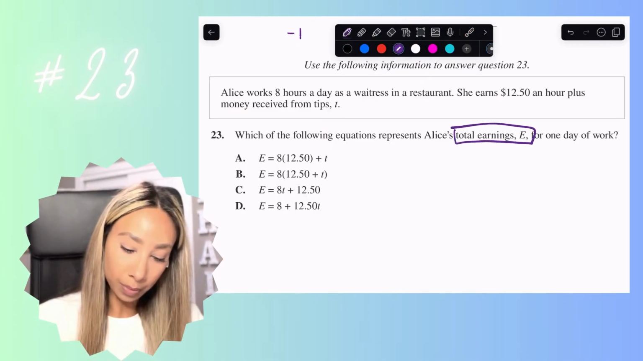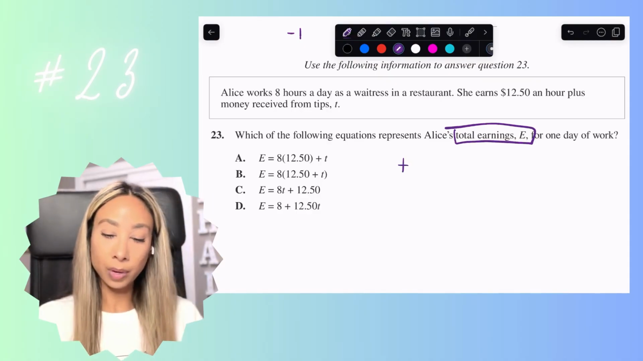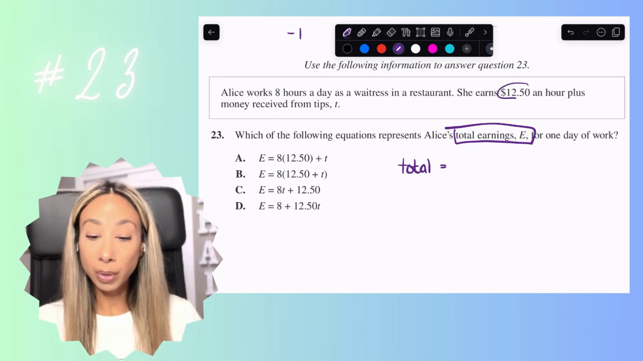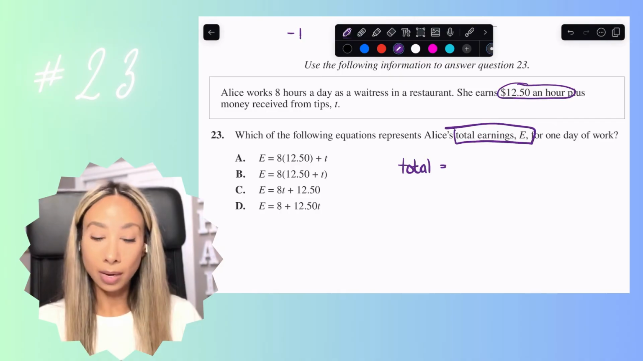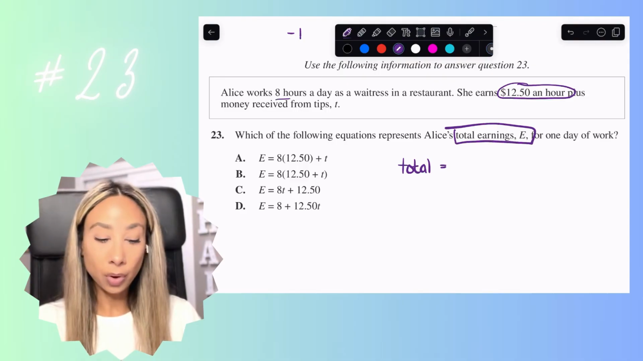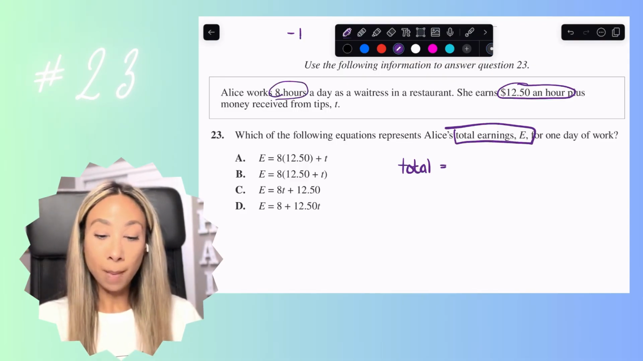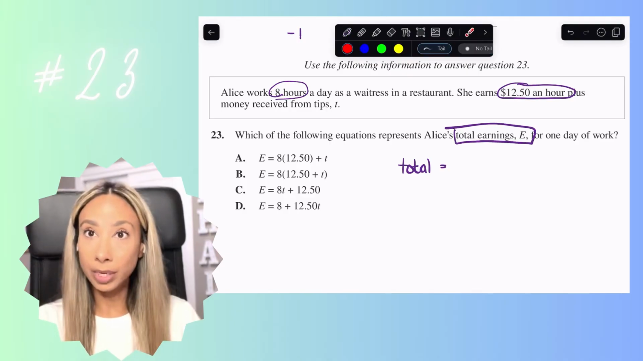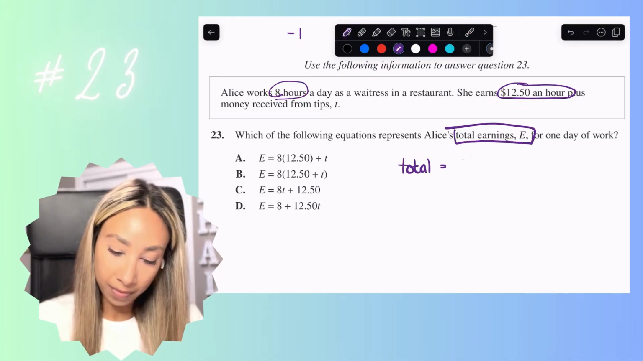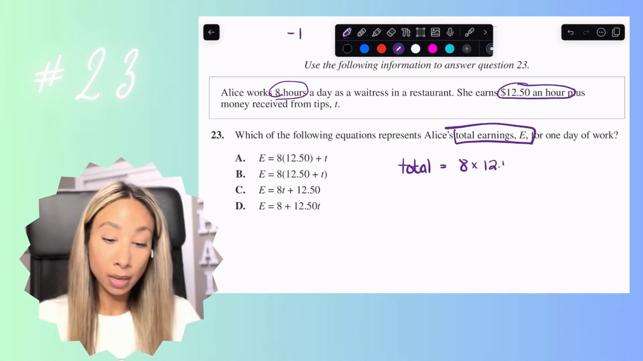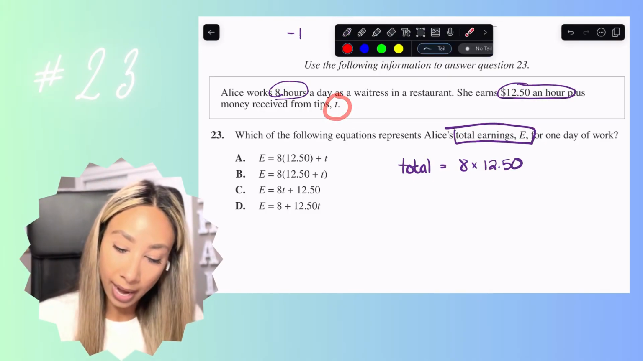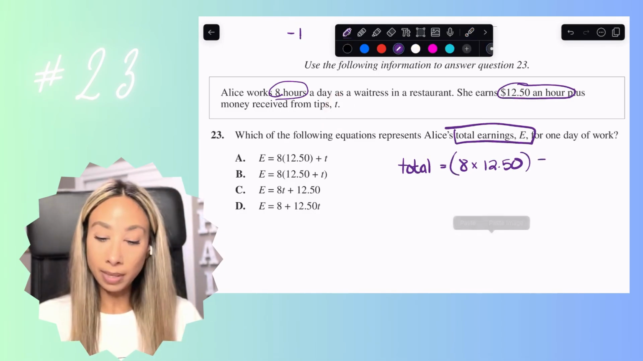We have our total, and that's going to equal the amount she earns per hour. So as I was saying in the previous question, if it's per hour, that's going to be something we multiply that number by. Now we know she worked 8 hours. So instead of being a variable here, we know we're going to need to take our amount that she earns per hour times it by the hours that she worked. So that already tells me this is going to be 8 times 12.50. And then it says plus tips, but we don't actually know what her tips are. We just know it's a little t.